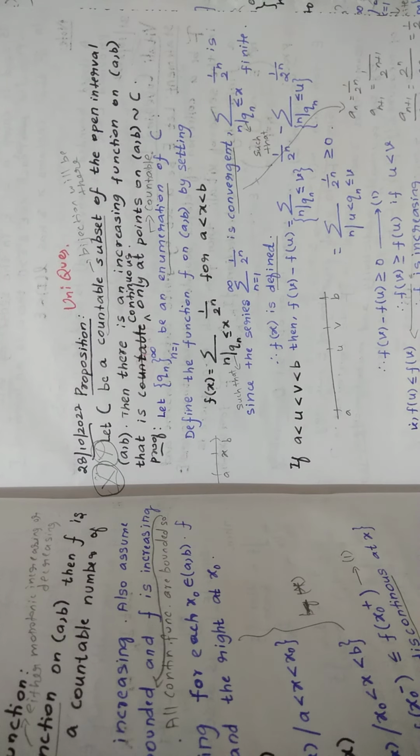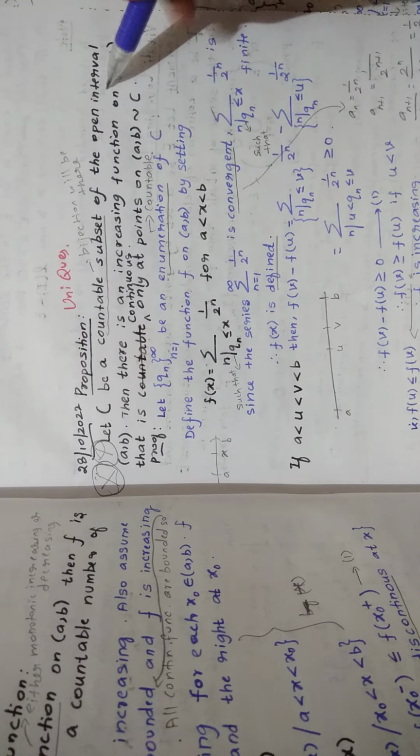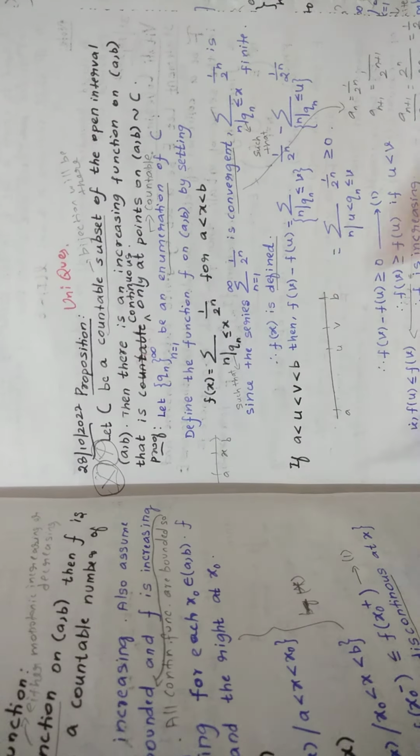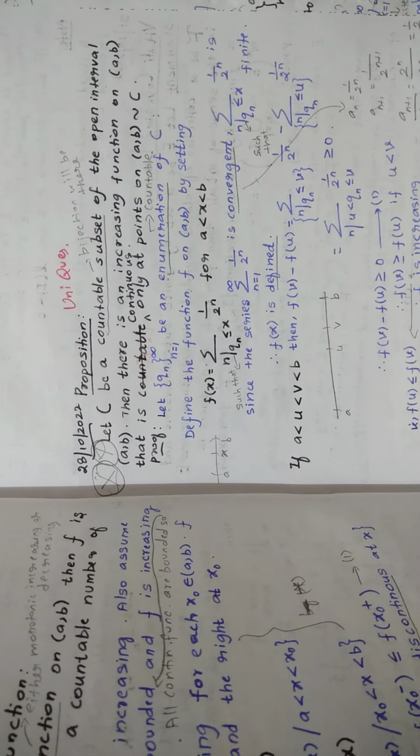I will be explaining this proposition in this video. Here you can see the statement. Let C be a countable subset of the open interval (a, b). That is, from this open interval (a, b), you are taking a countable subset, and that countable subset is denoted as C. Is that clear?